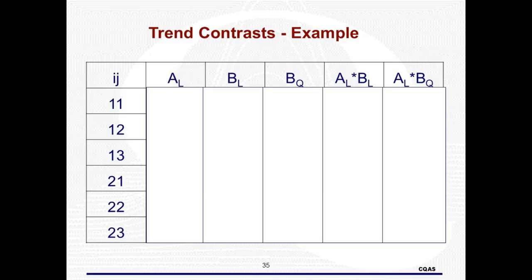By looking at the orthogonal polynomial table, we would get the following for the A linear, B linear, and quadratic. Now we get the interaction terms by multiplying the respective columns together. You should make sure that you can do this.